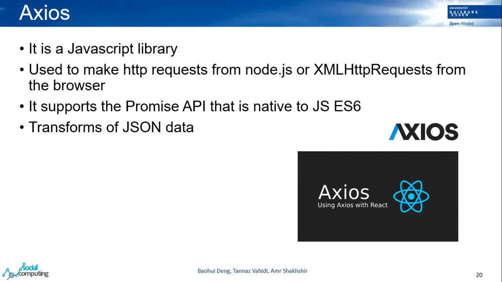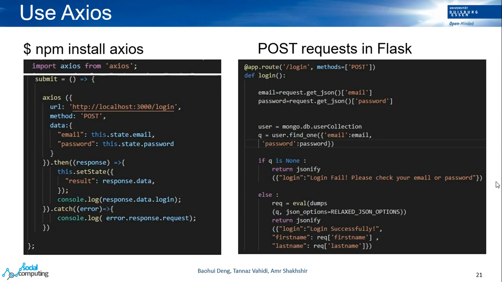Axios is a JavaScript library used to make HTTP requests from Node.js, or XMLHttpRequests from the browser, and it supports the Promise API that is native to JS ES6. And as I have said, it performs automatic transforms of JSON data. We can install Axios with this command, npm install axios, and import it like this in a React project.